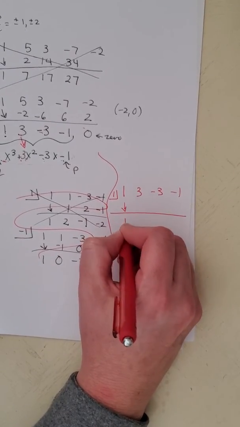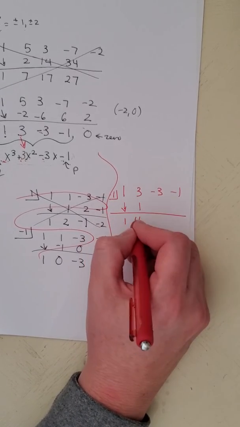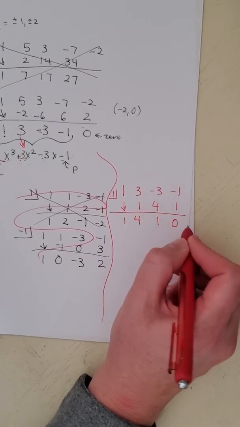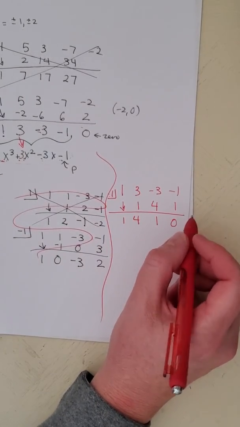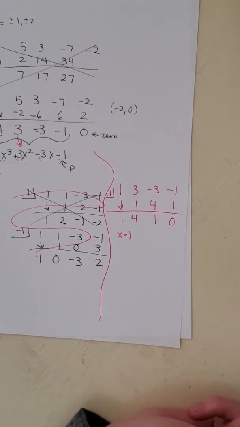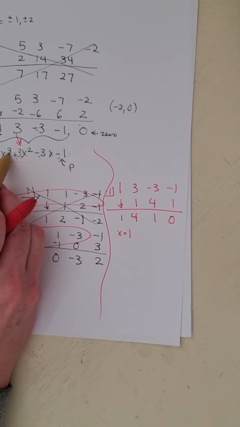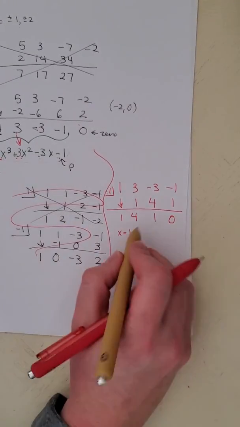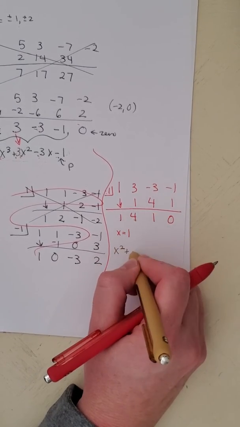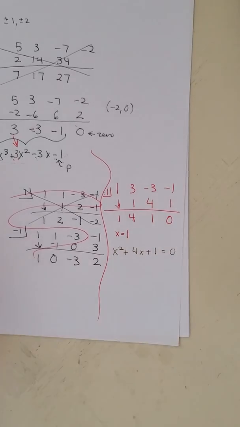So bring my first term down. 1 times 1 is 1, that's 4. 1 times 4 is 4, that's 1. 1 times 1 is 1, that's 0. The root is x equals 1. All right, now I have a quadratic. Remember I had a cubic. I've just decreased it by 1 degree. So I have x squared plus, I won't mess up this time, 4x plus 1 equals 0.